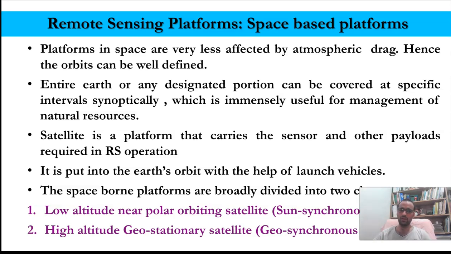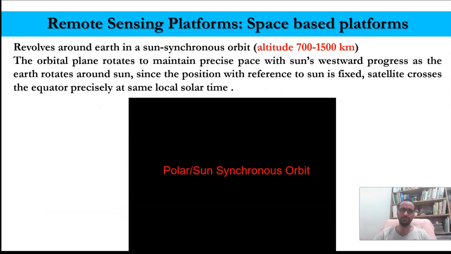First you have to remember that a sun synchronous satellite is a remote sensing satellite or Earth observation satellite. The second one, the high altitude geostationary satellite, is based on communication. We mostly don't get images from this satellite. It is only used for communication purposes. The remote sensing satellite we already discussed; this is the space-based platform we use.